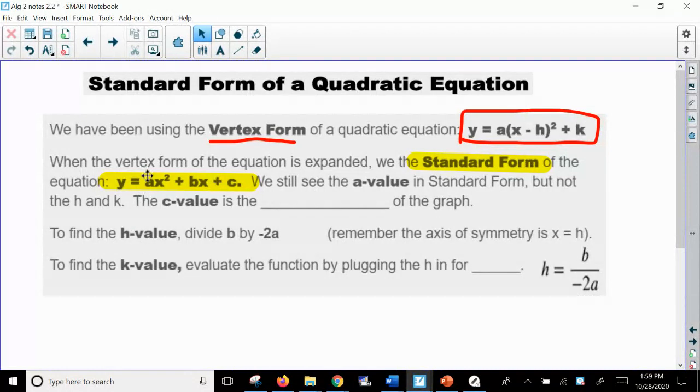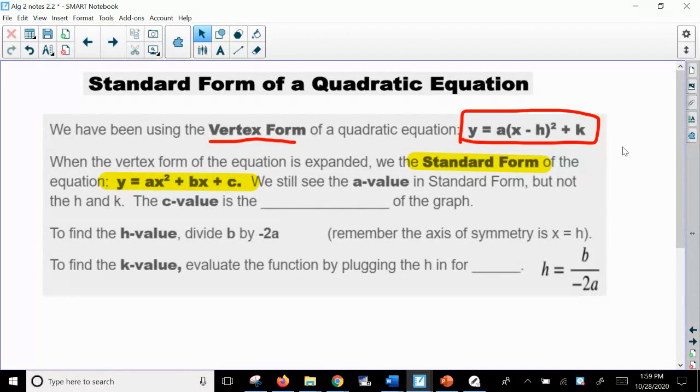Your a value will still be in the equation. It is always the number in front of x squared. But then you'll have a second x term, an x with no exponent. The number in front of the x would be b. And then the number on the end with no x in it at all, that would be c.